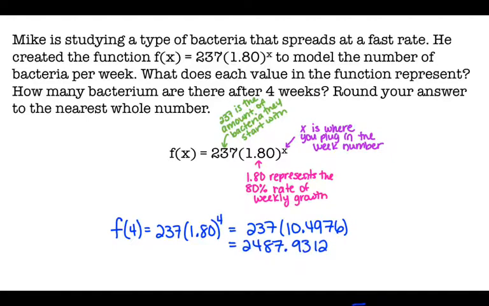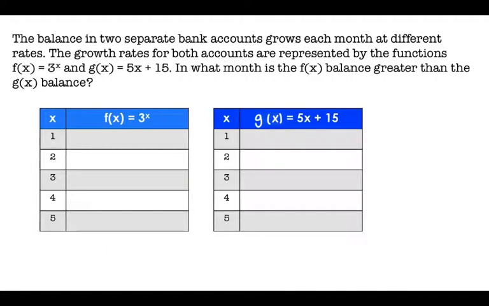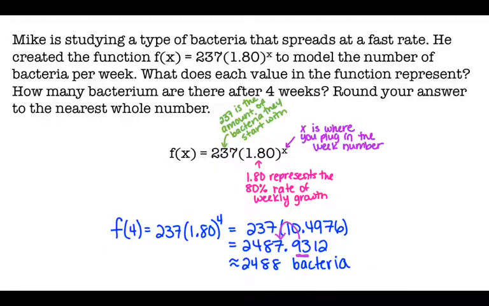And then it also tells us that we now have to round it to the nearest whole number. So if you're taking a look at that 0.93 right there, that 0.93 is greater than 5, which means we add 1 more to the 7, making it 2,488 bacteria, approximately. All right.